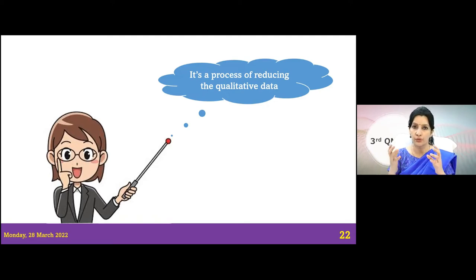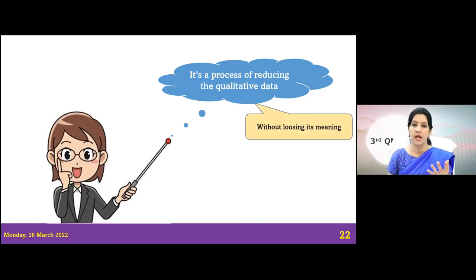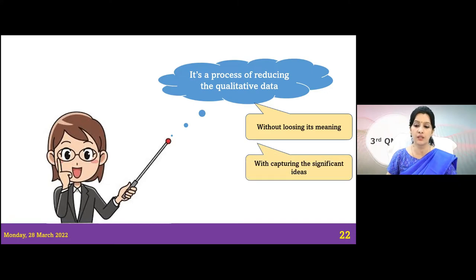So when you reduce the huge data, and what is qualitative data? Qualitative data is in the form of words. The process of reducing that data is known as coding. But it should be without losing its meaning. We will see in descriptive coding, if you put one word for an entire paragraph, then it loses its meaning. So that word or sentence or verbatim should not lose its meaning. That should be your aim while you are doing the coding. That's why you should capture all those significant ideas.